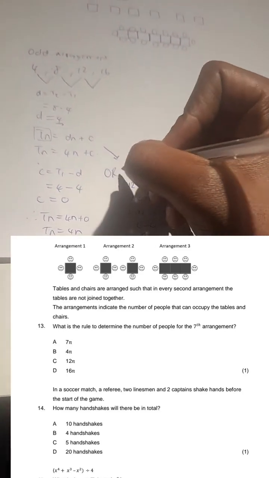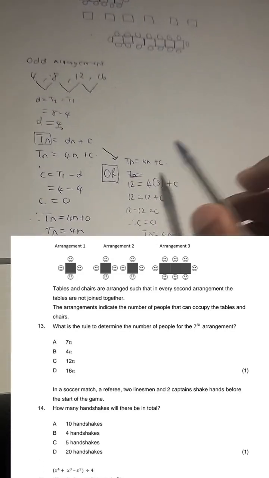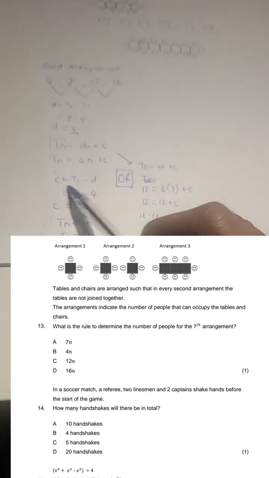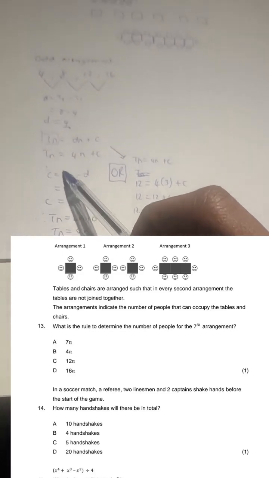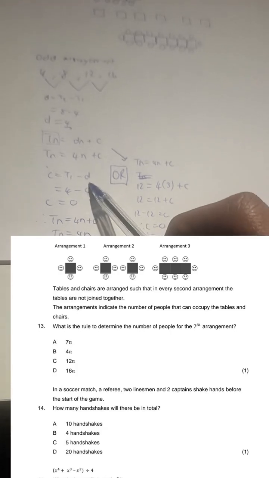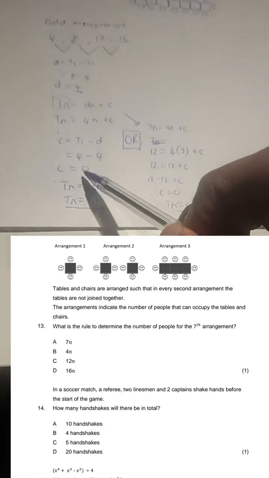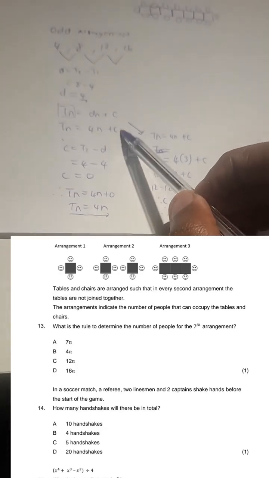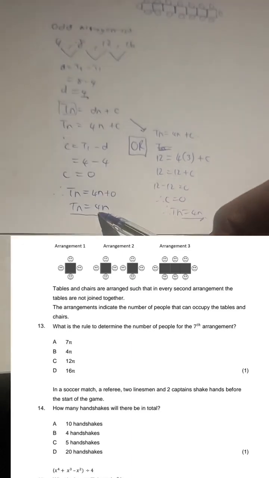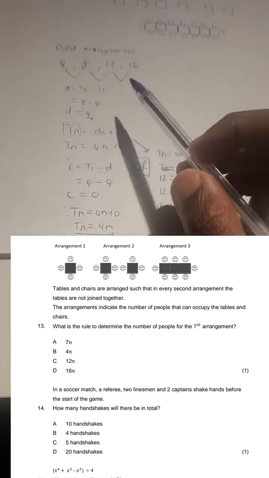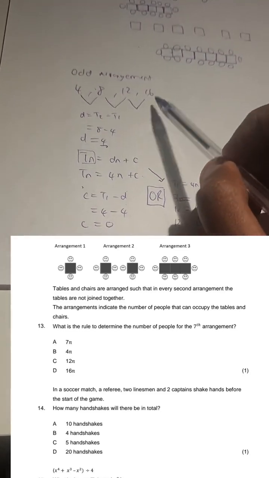So these are 2 different ways to find the C value. You can either find the C value using this formula. C is always going to be equal to term 1 minus the constant difference. That's how you can find the C value. All right. And then once you find the C value, go and substitute it back in the place of C. We know that Tn is equal to 4n. Or to find C, you can choose any term in the sequence.